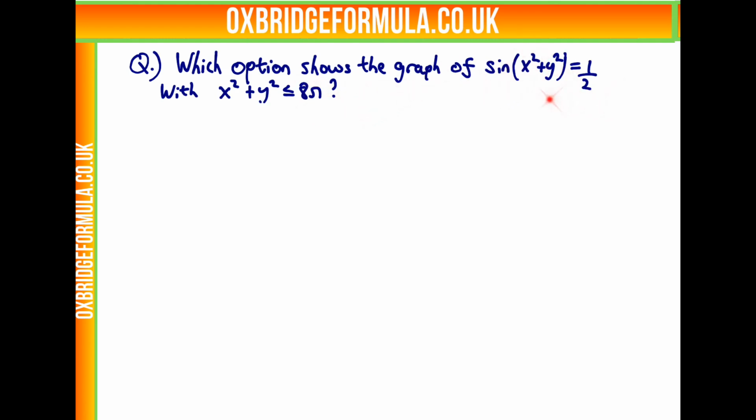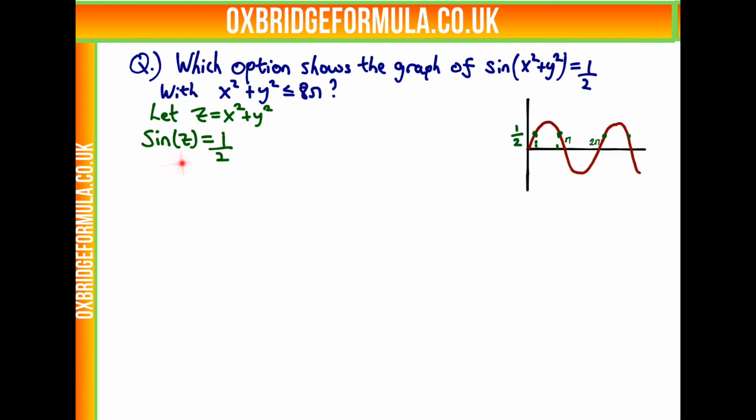So we want to analyse this equation. This x squared plus y squared in the bracket looks kind of complicated to solve, so let's just make a substitution. Say z is equal to x squared plus y squared. And we're now trying to solve the equation sine of z is equal to half. I note that z now has to be less than or equal to 8 pi. So let's sketch this curve and we can maybe work out what these solutions are.